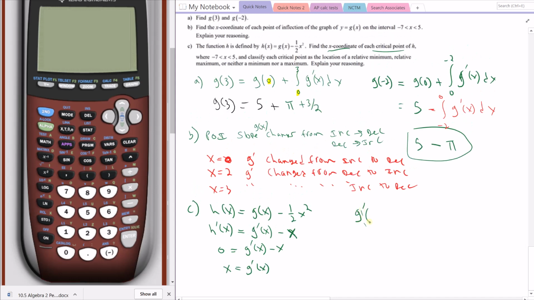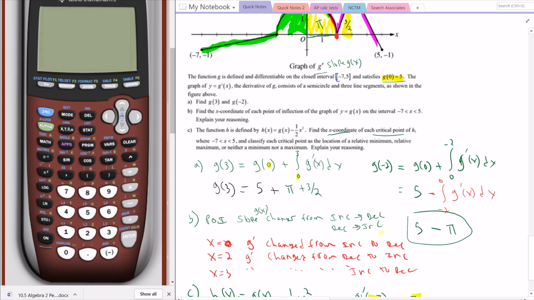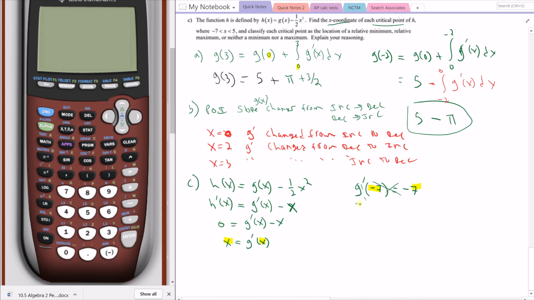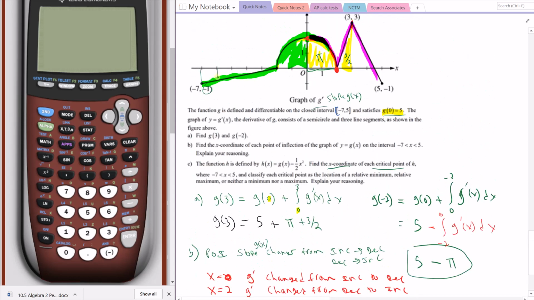Let's just start on the left. Does g prime of negative 7 equal negative 7? We're replacing these x's with some x values, so we'll go up to the graph. Is g prime of negative 7 equal to negative 7? No, it's negative 1, so that doesn't work. Is g prime of negative 6 equal to negative 6? No. Is g prime of negative 5 equal to negative 5? No. Negative 4? No. Negative 3? No. Negative 2? Is g prime of negative 2 equal to negative 2? No, it's equal to 0.